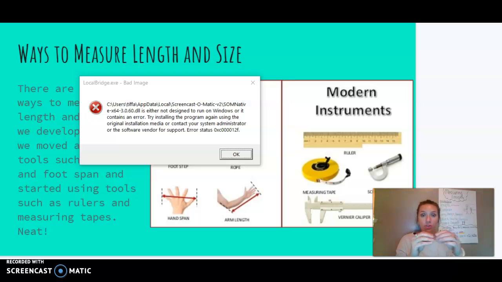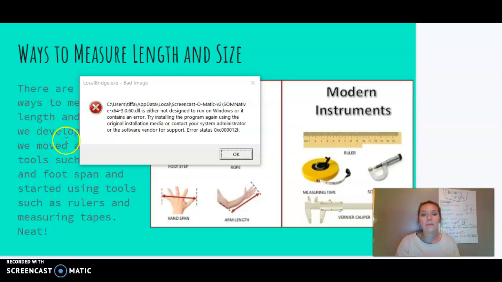If I'm measuring with blocks, I have to make sure that I am counting the right way. I have to say 1, 2, 3, 4, 5. I can't just say 1, 2, 3, because then I'm not counting correctly, okay? So I really have to sit down and focus on how I'm counting.